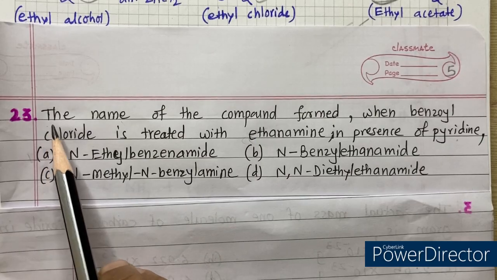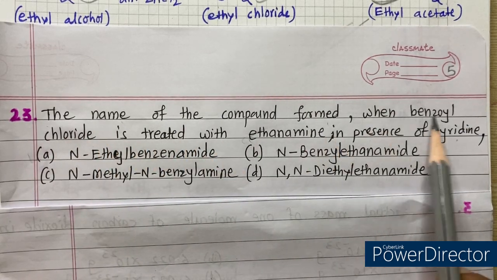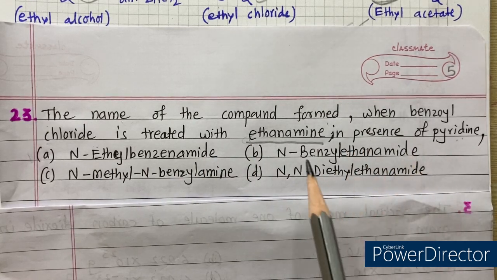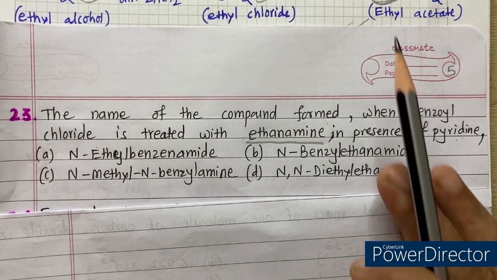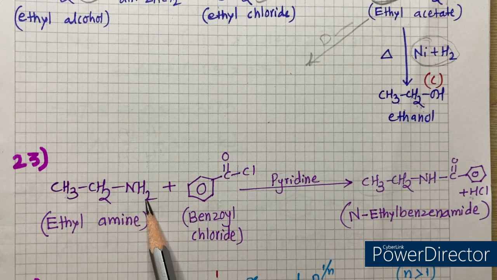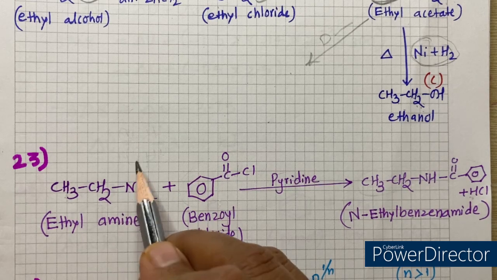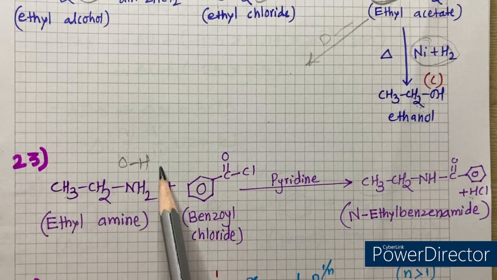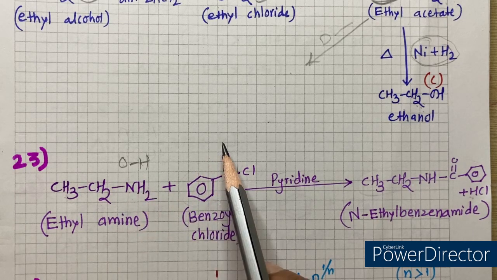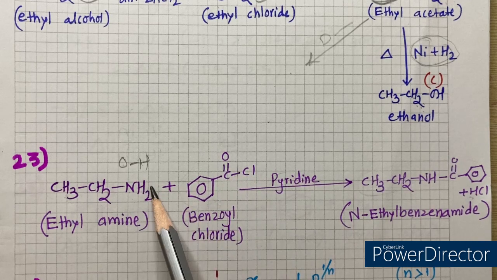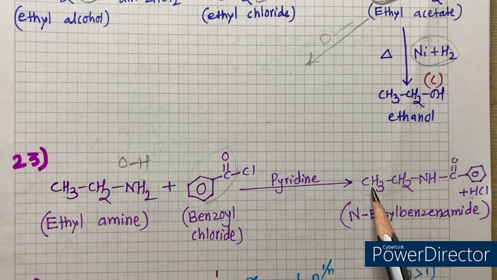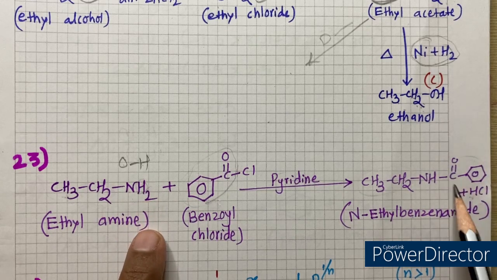Okay. Next question. The name of the compound formed when benzoyl chloride is treated with ethanamine in the presence of pyridine. Now we want to determine the name of the product. Here the reactants are ethylamine and benzoyl chloride. Now remember one point. When hydrogen is attached to nitrogen, or hydrogen is attached to oxygen in case of phenol, ethanol, amines, when treated with acyl chloride, that is acetyl chloride or benzoyl chloride, then this H is replaced by this acyl or this benzoyl group. Therefore, the product is here, this H is replaced by this benzoyl group.